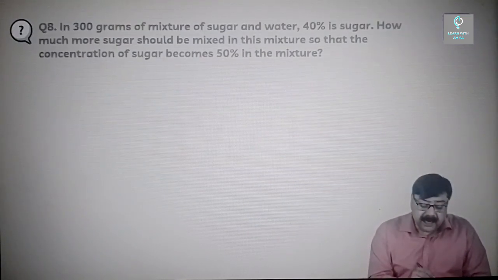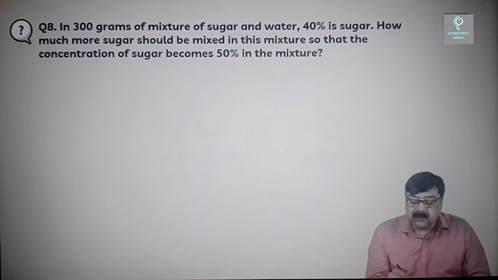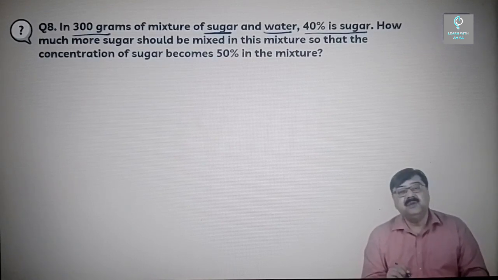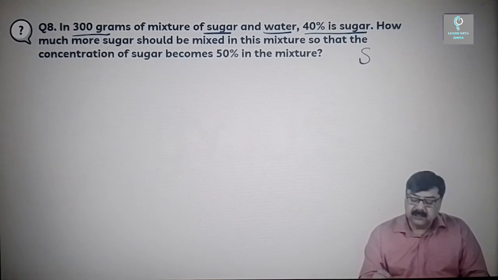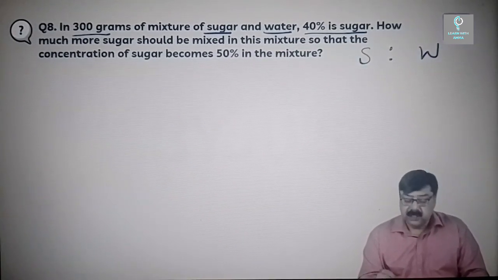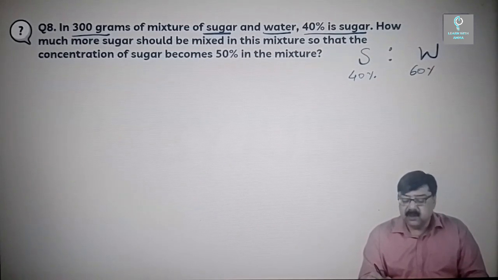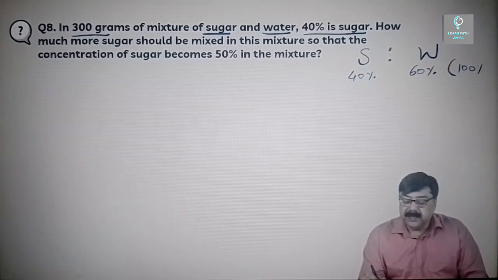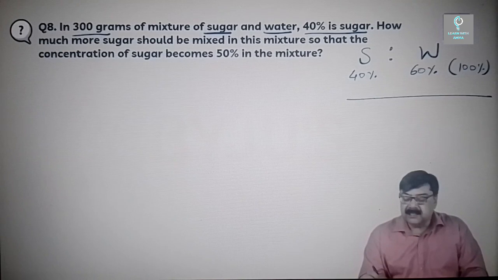In 300 grams of mixture of sugar and water, 40% is sugar. So what do we have here? Sugar and water. What is the ratio? Sugar is 40%. Then water is 60%. Because the total mixture would be considered as 100%. And this 100% of mixture is in actual 300 grams.